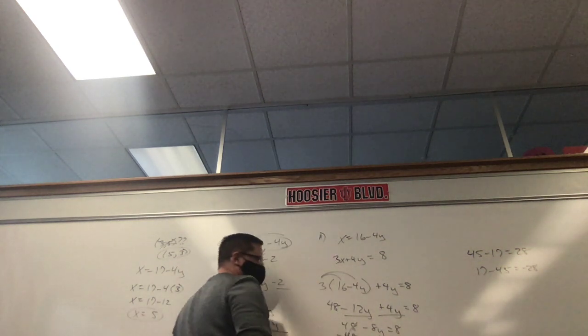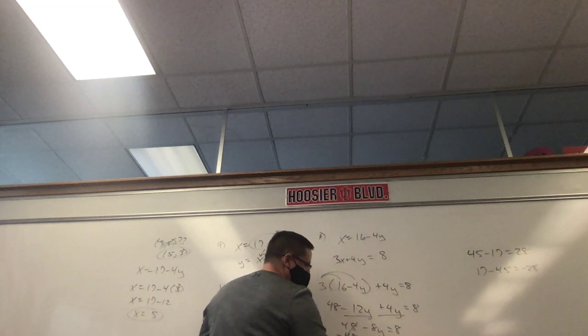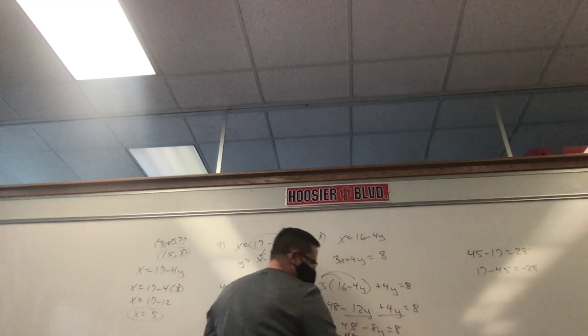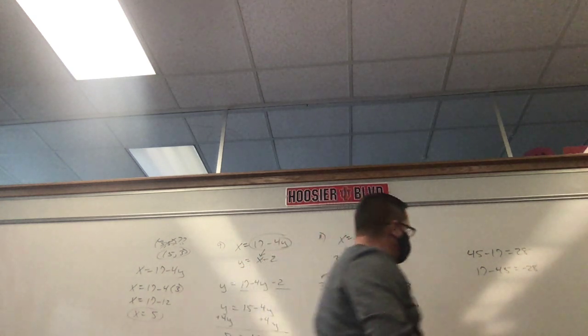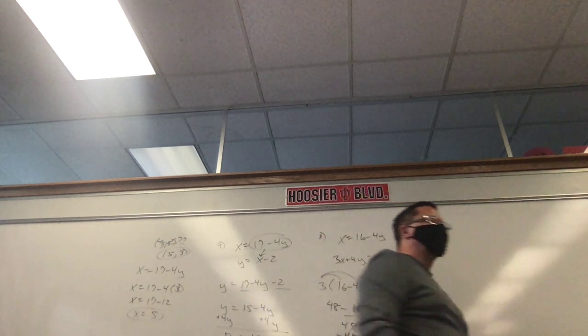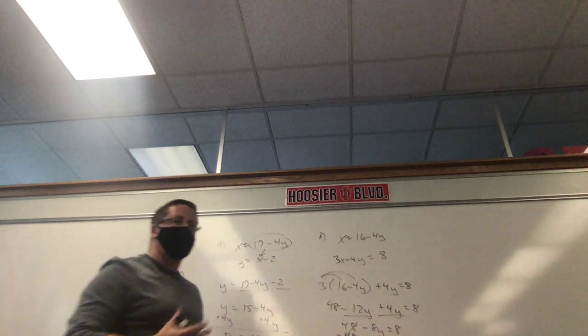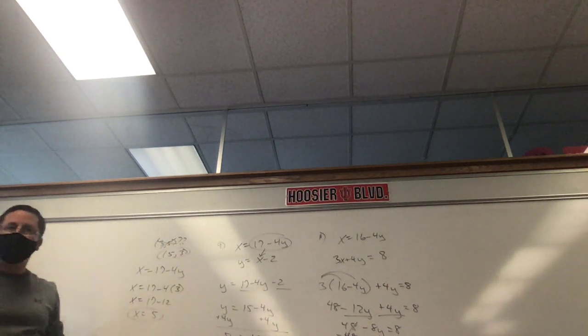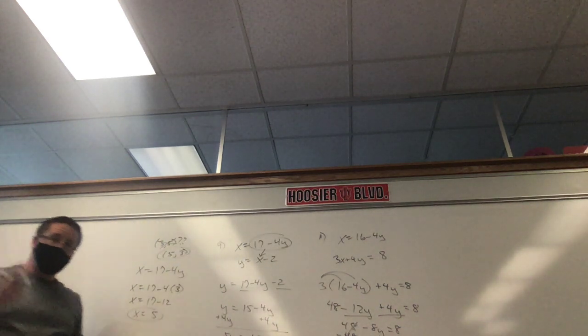So negative 40. Now what do we do? Divide by negative 8. What's a negative divided by a negative? Positive. And what's 40 divided by 8? Positive 5. We all done? No, you have to find x. Because again, we're trying to find out the point that they meet at. And a point has what? A y value and an x value.